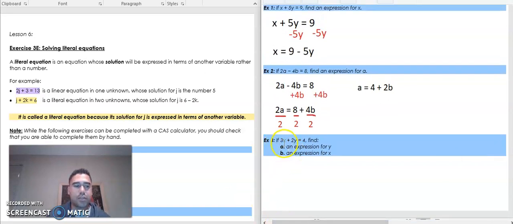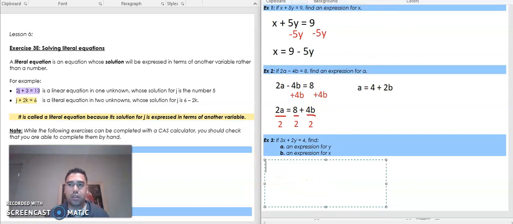The last one here, if 3x plus 2y is equal to 4, we want to find an expression for y and an expression for x. So first thing we're going to do is write out the equation. So this is for a. This is 3x plus 2y is equal to 4. I want to find an expression for y. So in this case, we have a 3x that's associated with it, and then a times 2y. So what I'm going to do is I'm going to jump straight to the next slide.